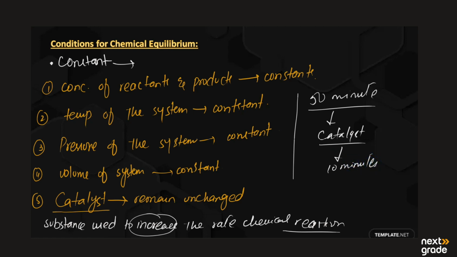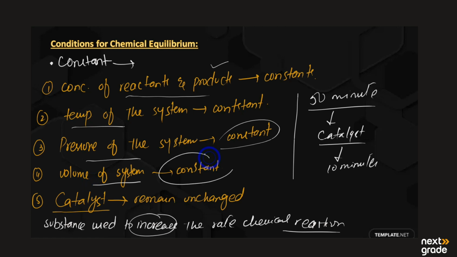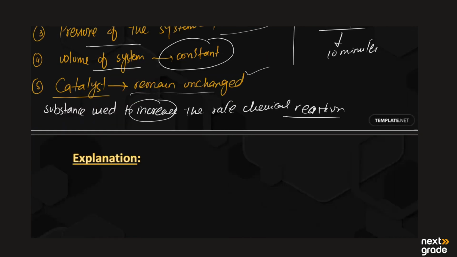Basically, we are learning the conditions for the chemical equilibrium. The number one, the reactant and product concentration must be constant, temperature of the system is constant, the pressure of the system must remain constant, and volume of the system remains constant. And at the end, the catalyst, if we are going to use it, must remain unchanged. So basically, these are the five conditions for the chemical equilibrium.